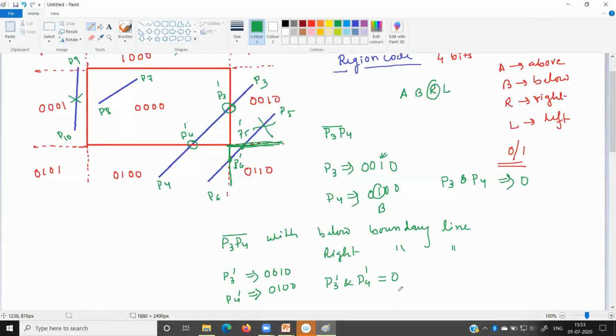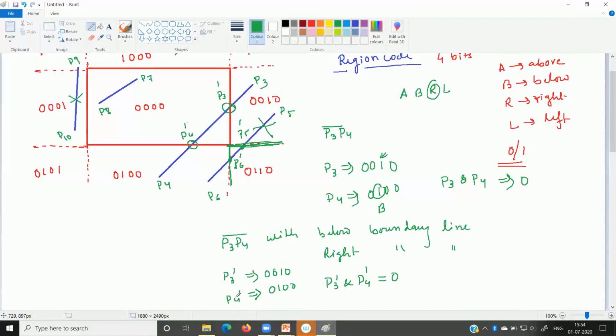So after performing the AND operation with the intersection points, it is 0, and as these two points belong to the boundary line of the line segment of the clip window, that means P3 dash and P4 dash is inside the clip window. So that is the clipped line which is present inside the clip window. Again I am repeating, this particular section is very important to take the decision.